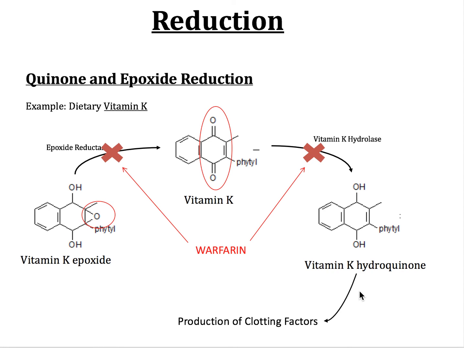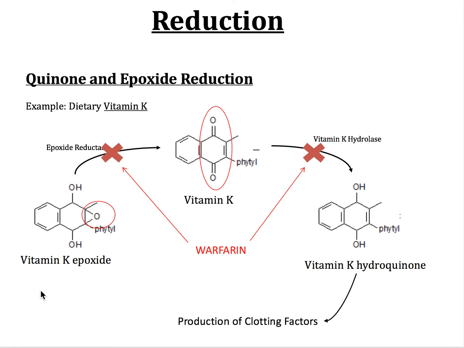So vitamin K, as you may all know, you can get it from fruits and other foods, and it's a very important substance involved in the production of clotting factors. You need it in order for blood clotting. Vitamin K epoxide is usually converted into vitamin K, which is the active form.